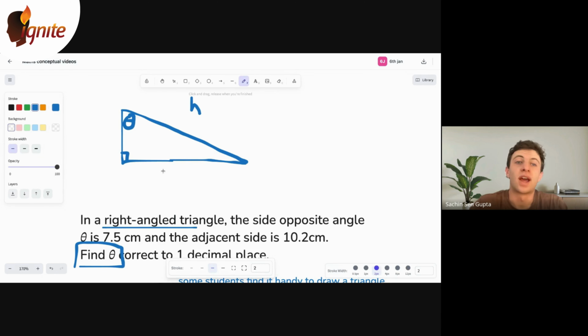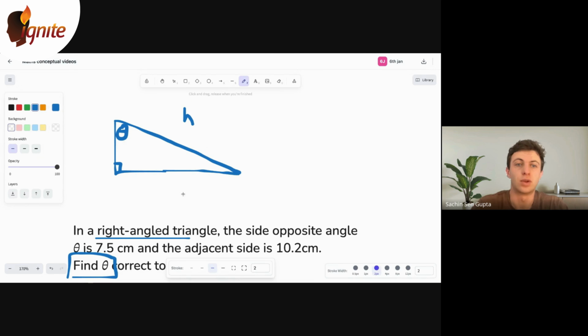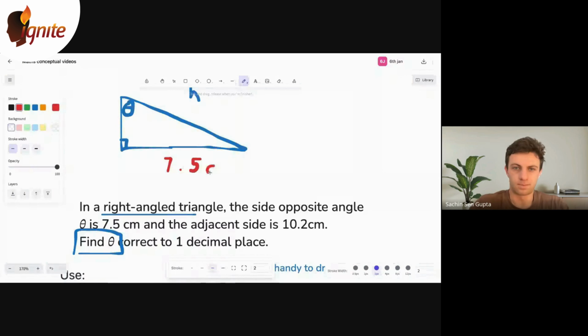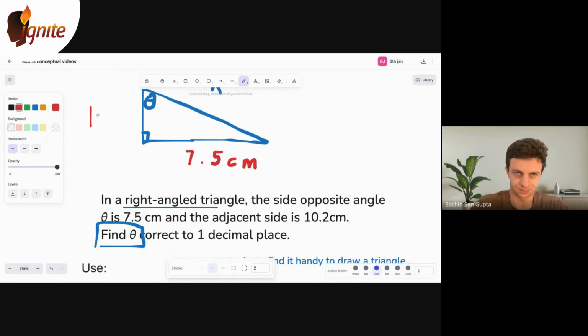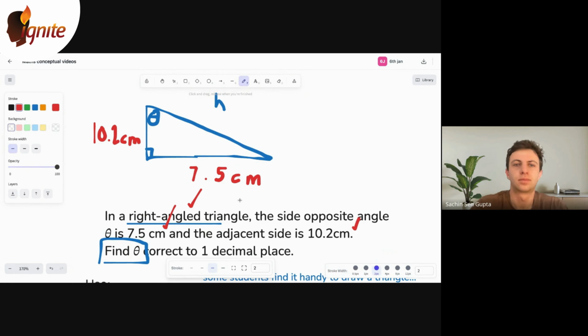This side opposite angle theta, we know that opposite is the one furthest away. So it's going to be literally this one. Opposite is 7.5 centimeters. And the adjacent, meaning next to here, is 10.2 cm. Right. Any other information? We've done this. Good. We know it's right angled. We've got both sides, and we've got to find theta.